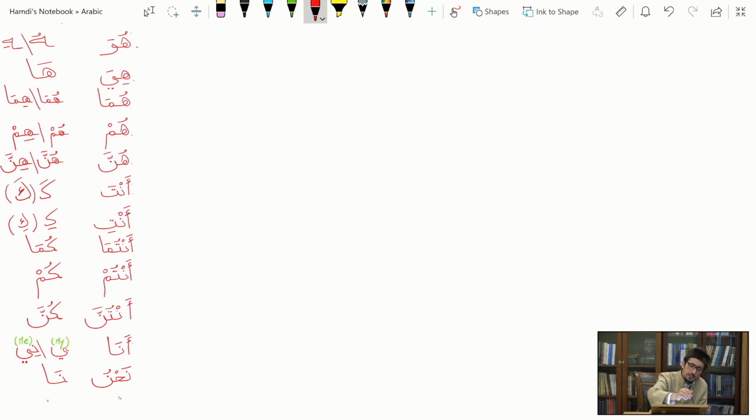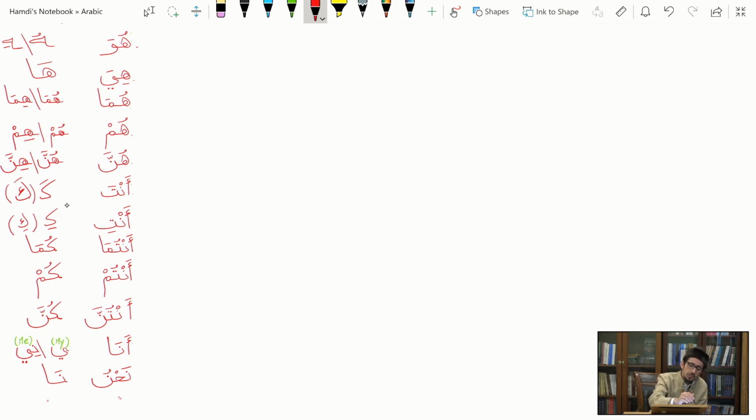Okay. Hum, the attached form corresponding to hum is hum or him. Again, if it is attached to a noun, it is their. If it is attached to a verb, it is them. Same thing for hunna. The attached form corresponding to hunna is hunna or hinna. If it is attached to a verb, it is them. If it is attached to a noun, it is their.